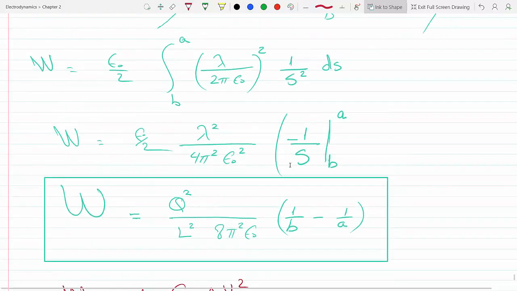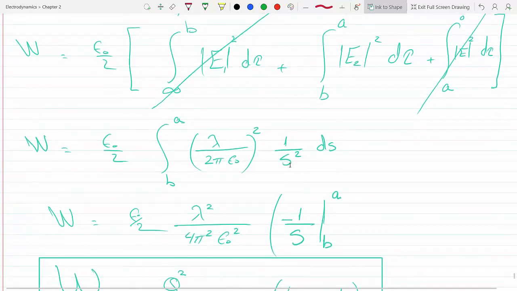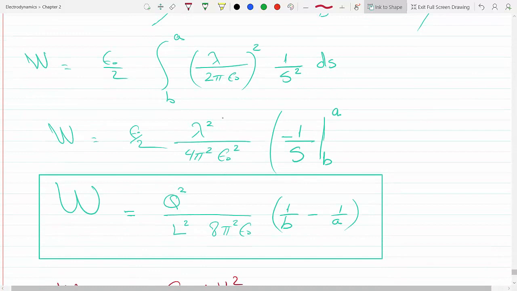Oh wait, I was wondering, we have a mistake here. It's not ds, it's d tau. What was tau, by the way? The volume element. Is that volume in cylindrical coordinates? I was wondering why this is not making sense to me. Tau, is that volume in cylindrical coordinates in this book? Yes.